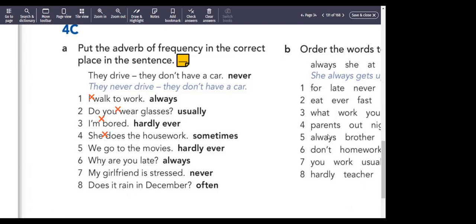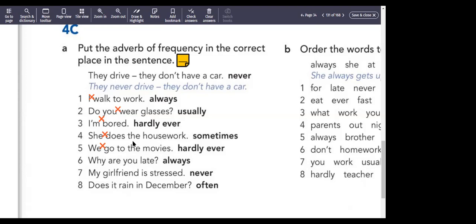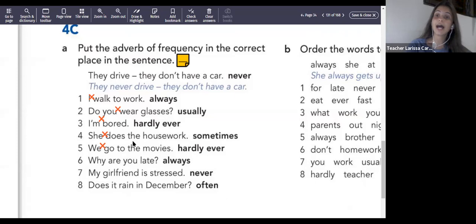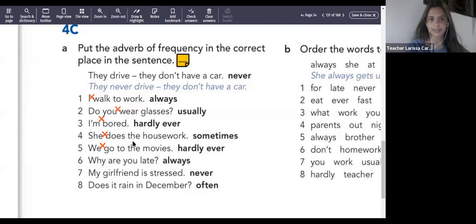Number 5. We hardly ever go to the movies. Great. Why, Cecilia? Because before we main verbs. Yes, because the adverb comes first, comes before the main verb. You're right. Great. Number 6, Cecilia.